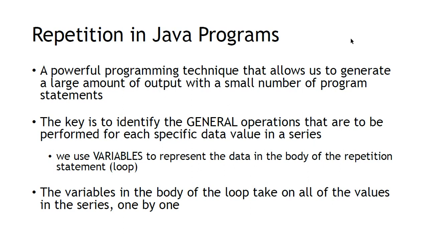And so the key in this is to identify the general operation that's to be performed for each value in a data series. And then we will represent the values inside the body of the loop with a variable. And that variable will be initialized with the first value that we want from our data series. And then every time through the loop, we will update the variable so that it takes on the next value in the series that we're interested in.